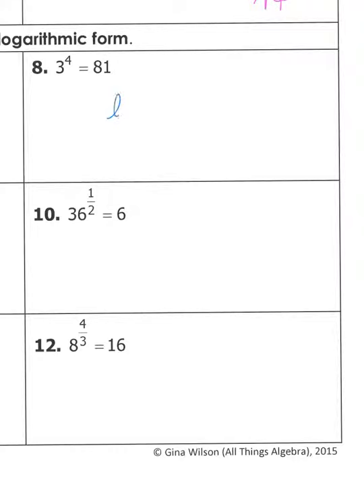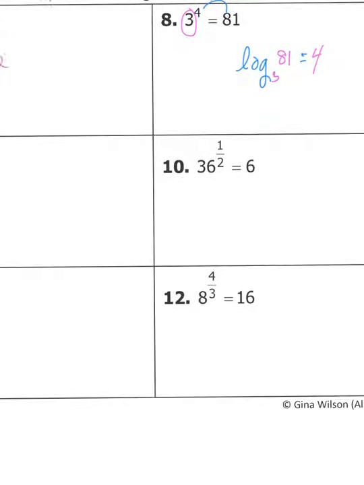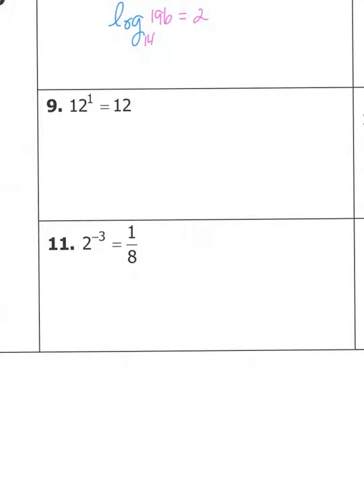All right, so for this one we've got log, and I'm going to keep this as my base, so base of 3, and then we're going to switch these two. So I've got 81 and 4, and there's an equals in between. All right, then number 9, I'm going to write log, and this becomes my base. And then I'm switching these two, so 12 and 1.